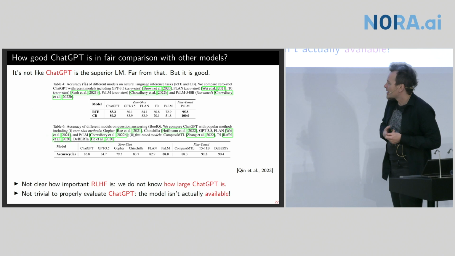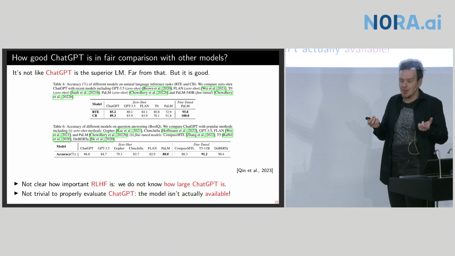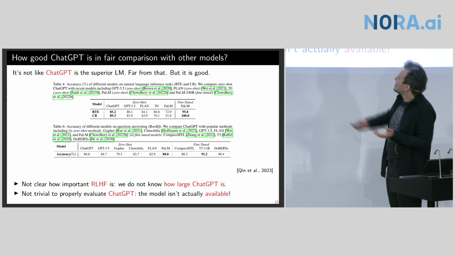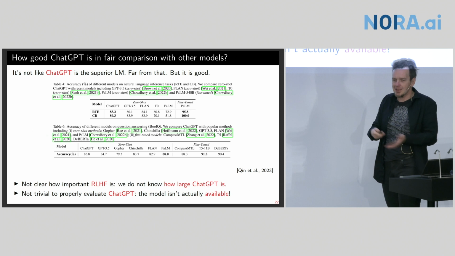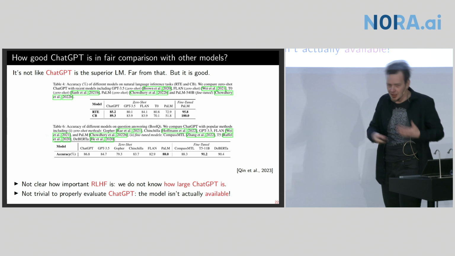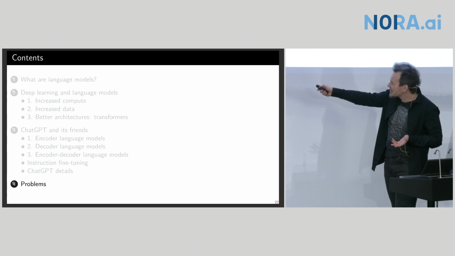The important question scientifically is that it's not clear how important this reinforcement learning with human feedback is. It's not clear precisely because the model itself is not published and we don't know how large it is. So these numbers do not mean much without us knowing how many parameters there are in ChatGPT. Because if it is as large as the Pathways language model, for example, then it's not that impressive. If it is much smaller, then it is impressive, but we don't know. And also, it's not trivial to properly evaluate ChatGPT, precisely because it's not available.